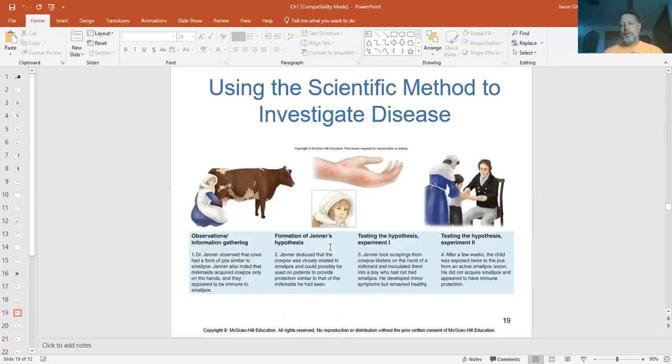So here's an example of the scientific method when studying diseases. Edward Jenner noticed that smallpox used to kill people, with a 30% mortality, far higher than COVID. But he noticed that milkmaids would get a disease called cowpox from cows, and it only affected their hands, and they would stay pretty. All right, and they would never get smallpox, which was deadly. Cowpox wasn't.